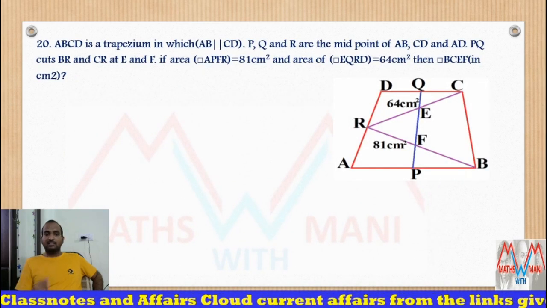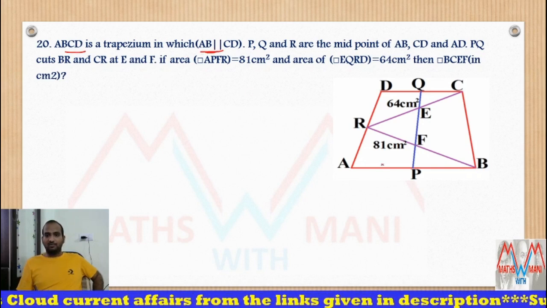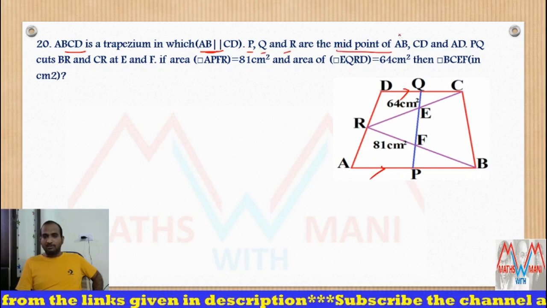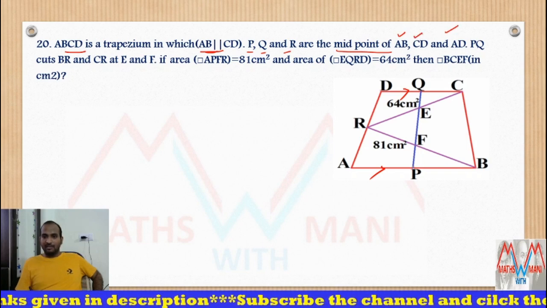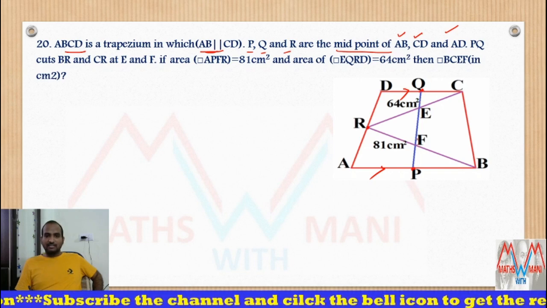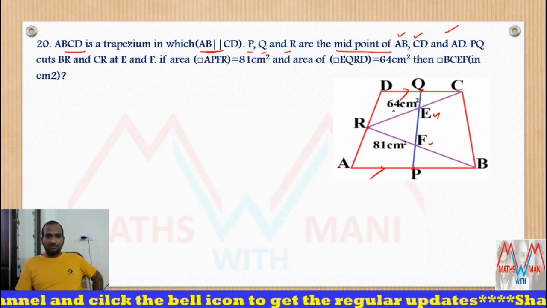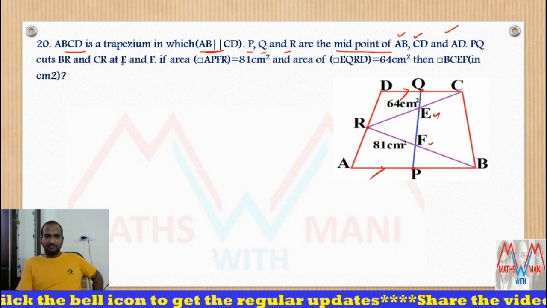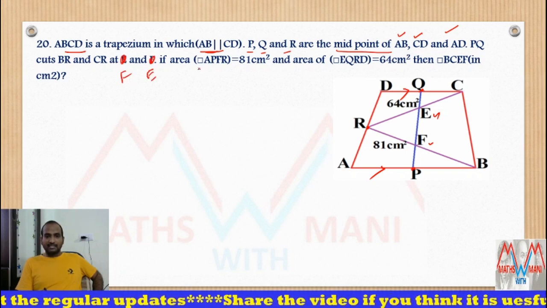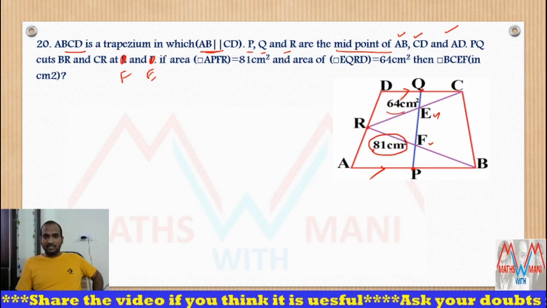We discussed this already in the concept. ABCD is a trapezium in which AB is parallel to CD. These two are parallel lines. P, Q, R are the midpoints of AB, CD and AB. PQ cuts BR at F and CR at E. Next, APFR is 81 and EQRD is 64.